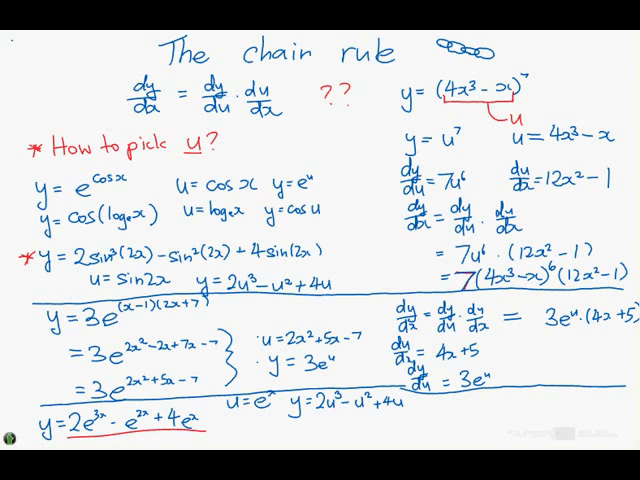Not finished yet. Remember, you can't have u's in your final answer. So subbing u back, you get 3e to the, now what was u originally? 2x squared plus 5x minus 7, times, I'm sorry, I'm going to go over the next page, times 4x plus 5. And that's our final answer.